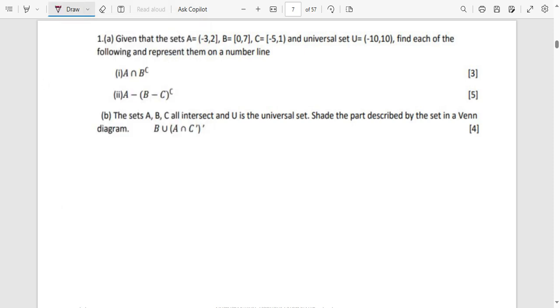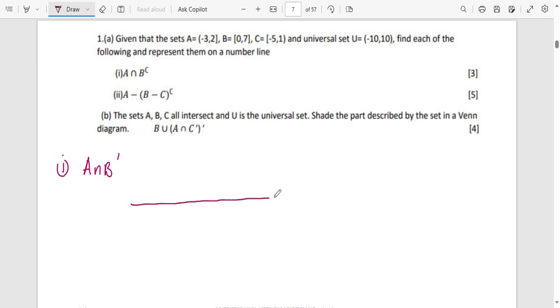So the first question which was given is here: given that the sets A from -3 to 2, B from 0 to 7, and C from -5 to 1, and the universal set is from -10 to 10, find each of the following sets and represent them on the number line. So there are two tasks here: you are finding and also representing on a number line. Now, for A intersection B complement, I always start with something that has got a complement.